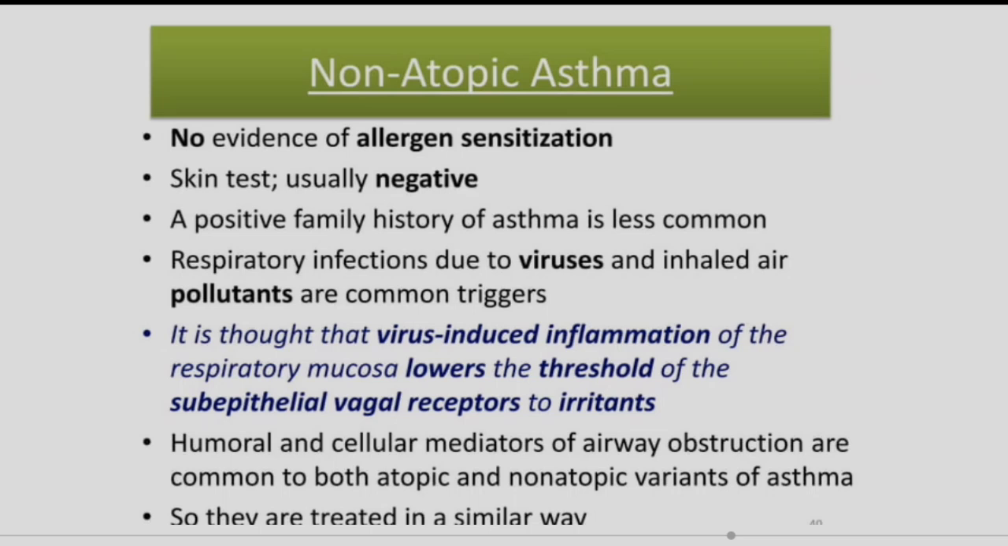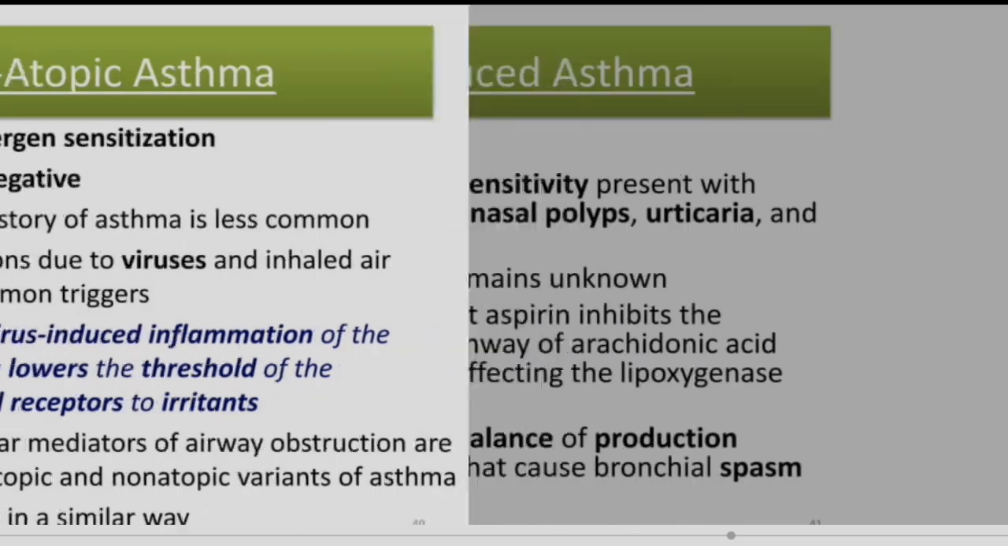Non-atopic asthma has no evidence of allergen sensitization. Skin tests are usually negative, and a family history of asthma is not really common. Respiratory infections due to viruses and inhaled air pollutants are common triggers for non-atopic asthma. It is thought that virus-induced inflammation of the respiratory mucosa lowers the threshold of the subepithelial vagal receptors to irritants. Humoral and cellular mediators of airway obstruction are common to both atopic and non-atopic variants of asthma, so they are treated in a similar way.